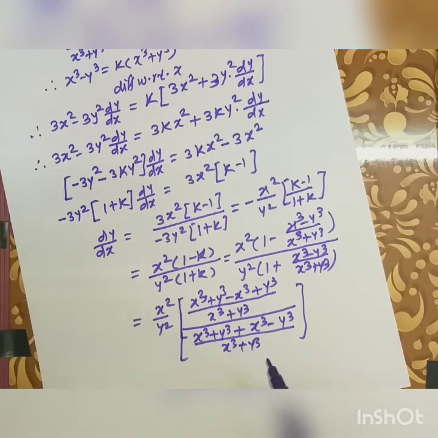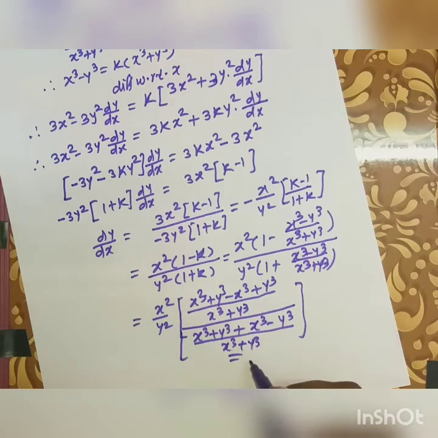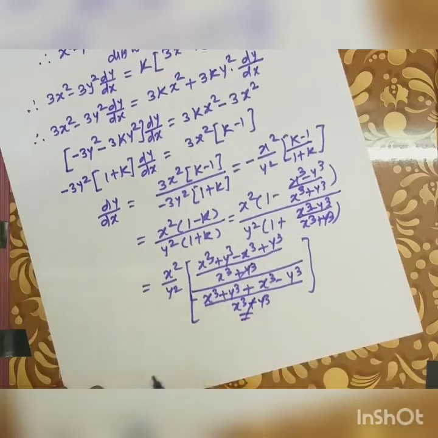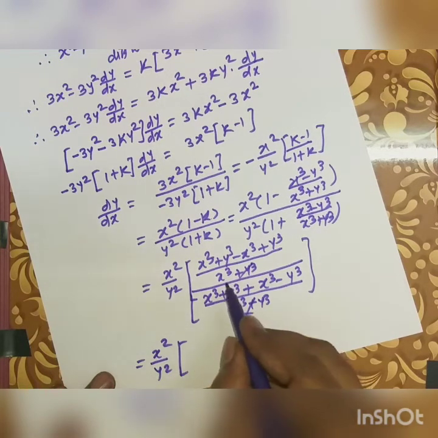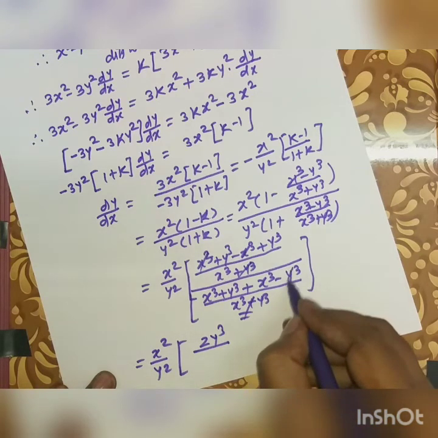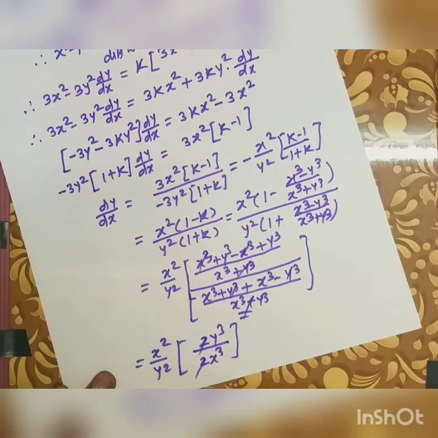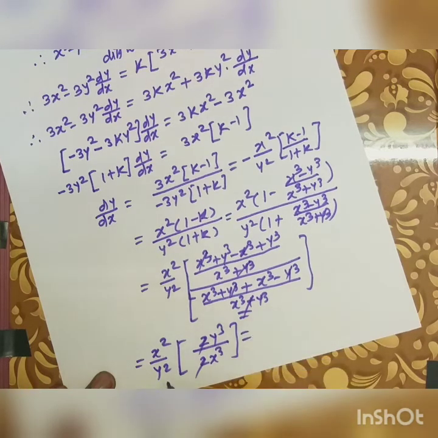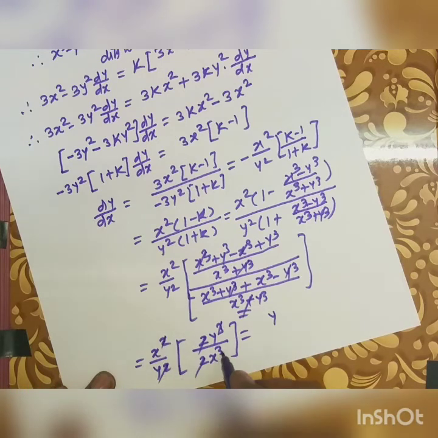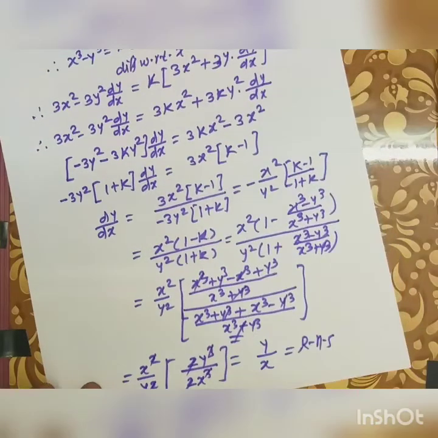Bracket complete. The denominators of the numerator and denominator are the same, therefore cancel them. Then we get x square divided by y square in bracket: here x cube and x cube cancel, giving 2y cube divided by 2x cube, then 2 cancels. This y square and this y square cancel, then we get only y, and this x square and x square cancel, leaving only x, which is the right hand side. That means our answer is correct, dy by dx is equal to y by x.